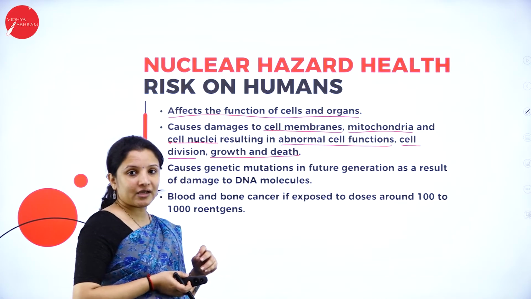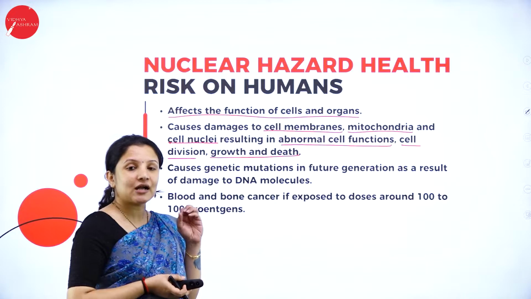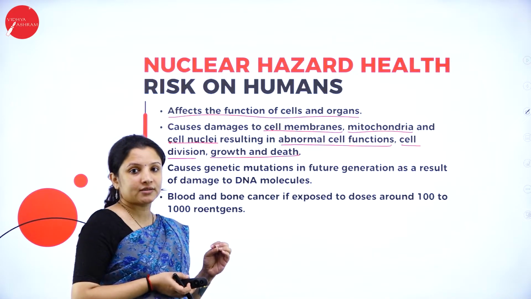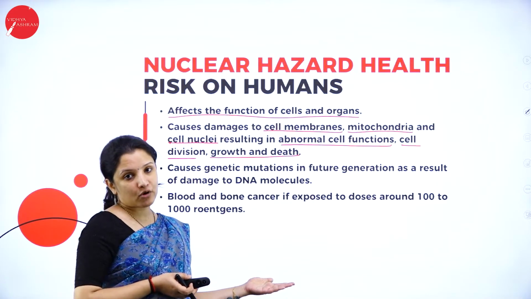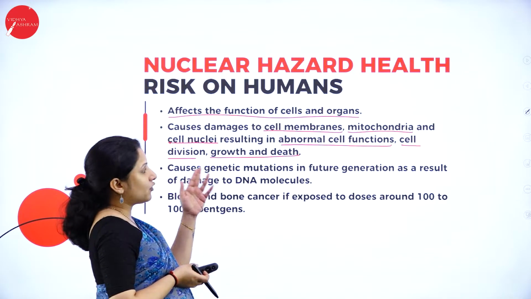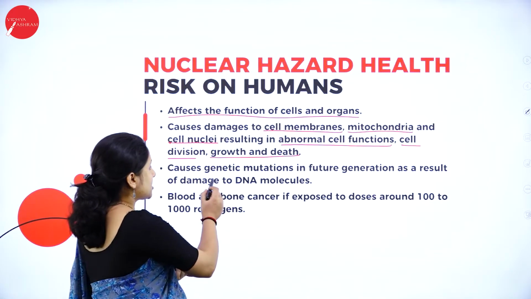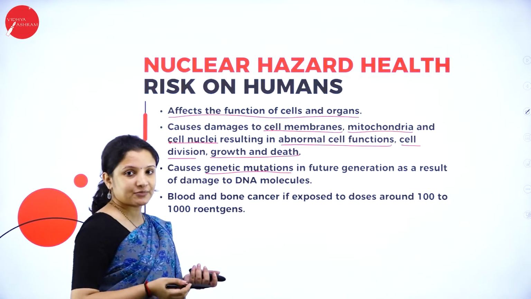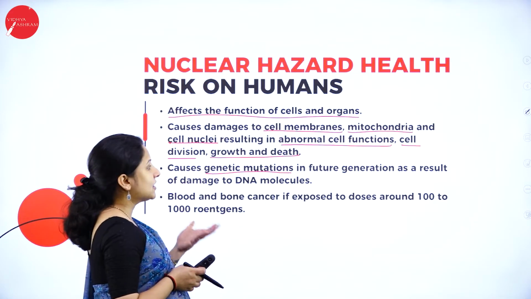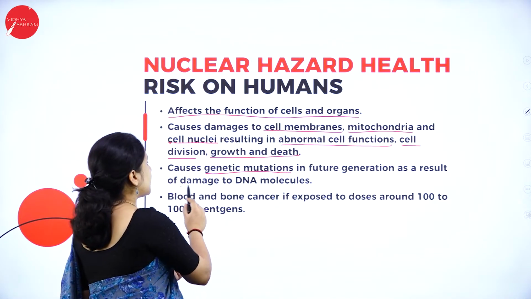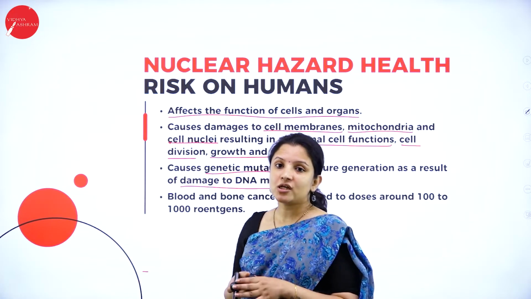And talking about the nuclei, all the organelles, including the mitochondria, are controlled in a proper way by the nucleus. Now, if the nucleus of the cell itself is affected, then none of the functions in the body will take place properly. So it will result in a lot of abnormalities and it causes genetic mutation. These nuclear or radioactive substances can cause genetic mutations in future generations because of damage to the DNA molecule. So, radioactive substances can damage the DNA.